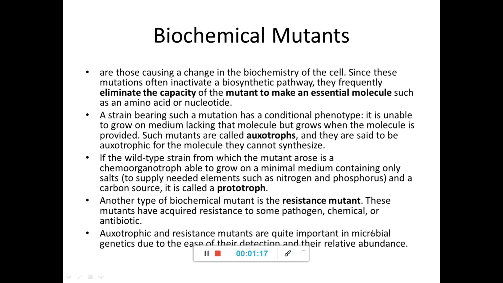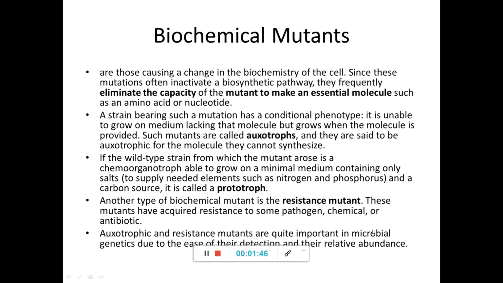And when such a mutation happens, the strain which bears it has a conditional phenotype. That is, it will be unable to grow in a media lacking that molecule, but grows when the molecule has been provided. Such mutants are called auxotrophs, and they are said to be auxotrophic for the molecule they cannot synthesize. Now, I'll give you an example.